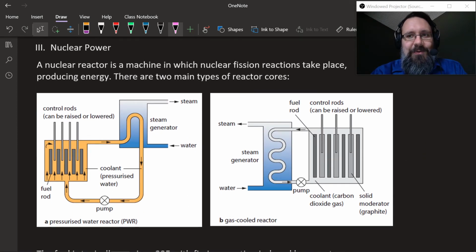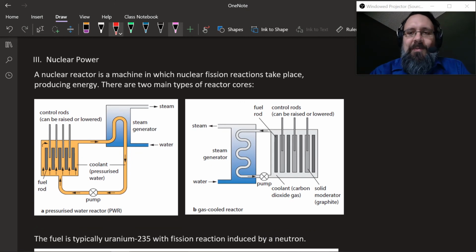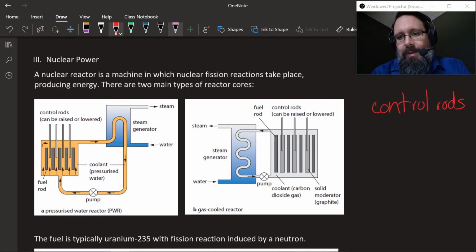Let's talk about nuclear power. There are three things you need to know about with nuclear power. I'm just going to list them now so you remember: control rods, fuel rods, and moderators.